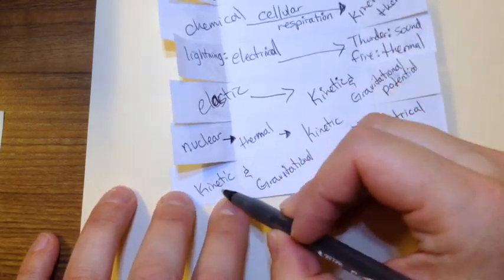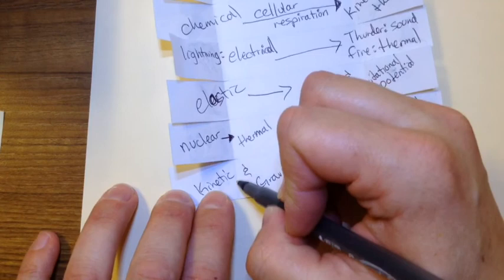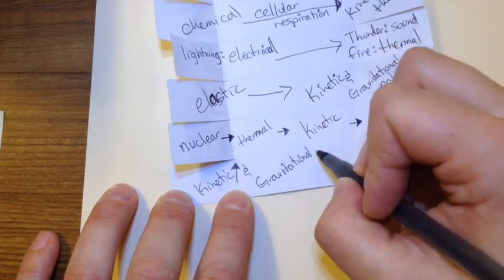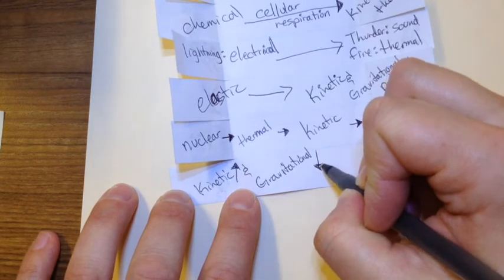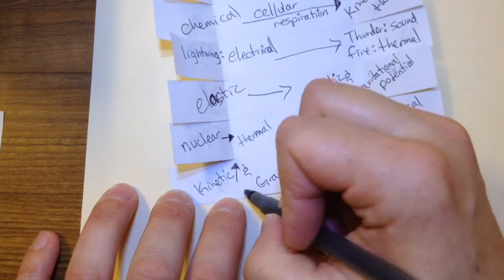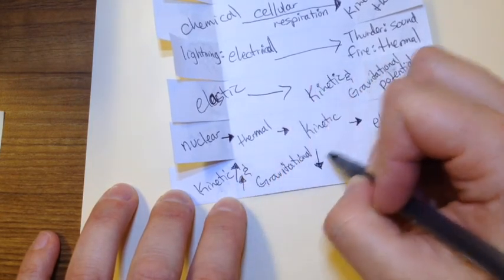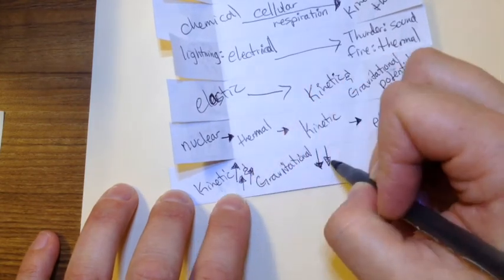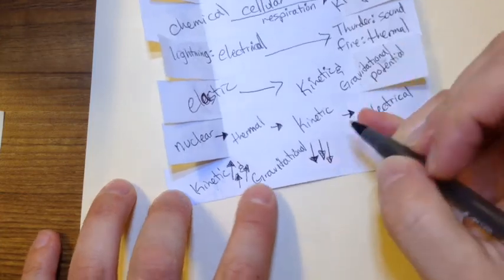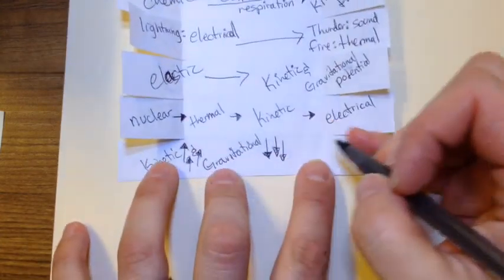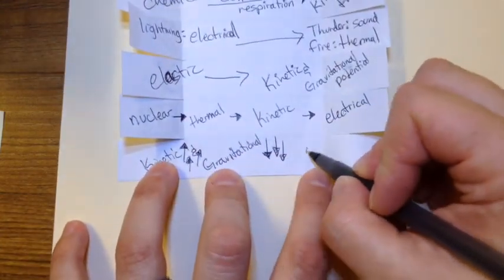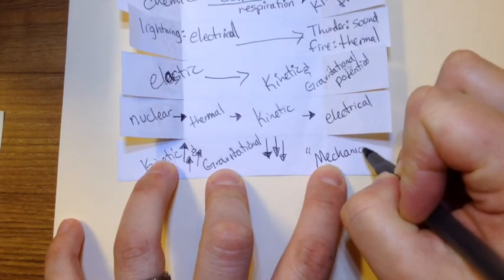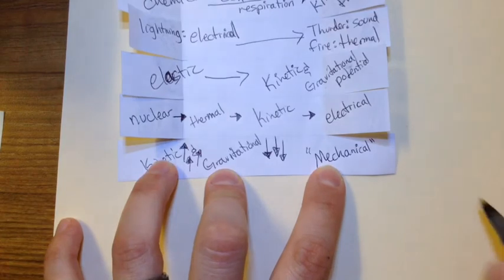Okay, and so kinetic makes it go up, and then once it's up, it's got lots of gravitational, and it comes back down, and then it gets thrown back up, and then it comes back down, and it keeps going back and forth, going up and coming down. That back and forth process between kinetic and gravitational, this is where we get mechanical. We're going to talk about mechanical energy.